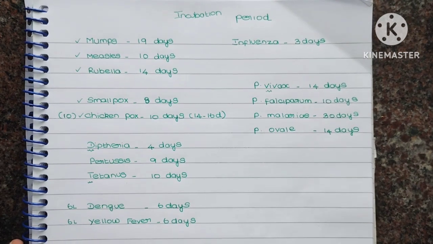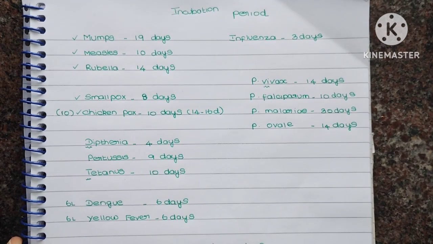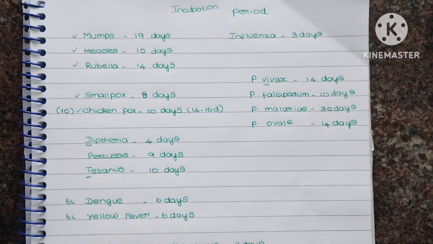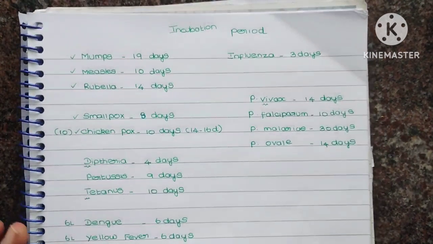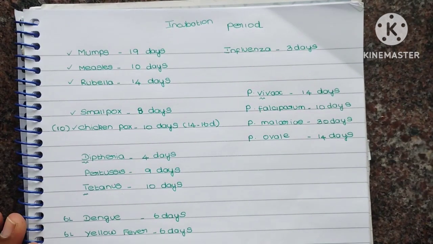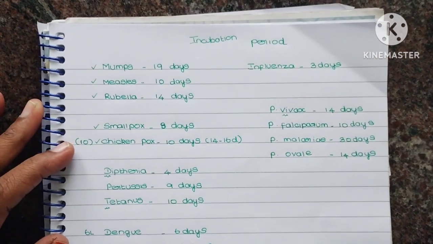So a patient came with complaints of fever for 2 weeks, then he developed rashes. Like that only they will be asking. There won't be straight questions for incubation period. Okay, is it clear? So first we'll start with MMR.